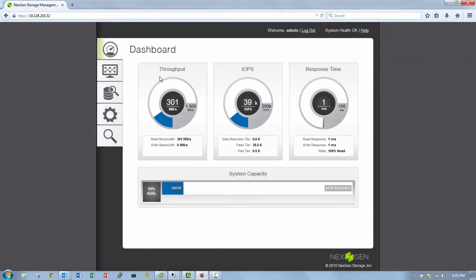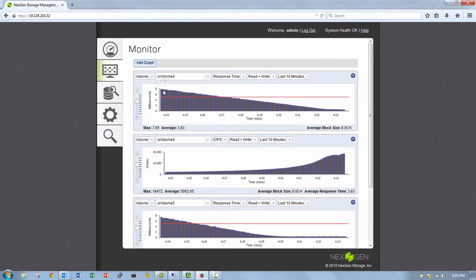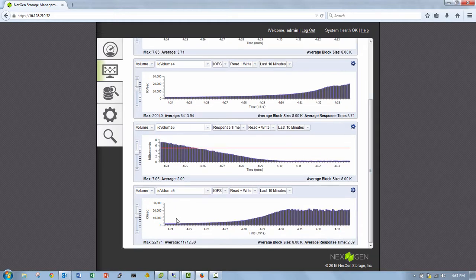Going back to the metrics screen, we now see that the prioritized active cache population is nearly complete. Both volumes have undergone a dramatic change in performance over the past several minutes. IO volume 4 is now at 0.46 milliseconds of latency and 20,000 IOPS. IO volume 5 is at 0.35 milliseconds of latency and over 21,000 IOPS.